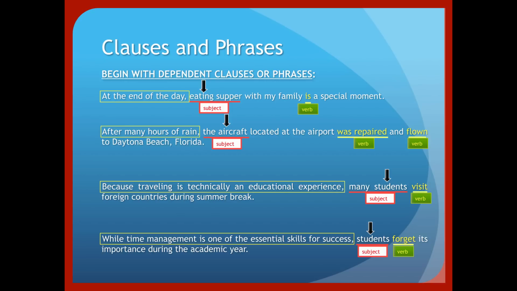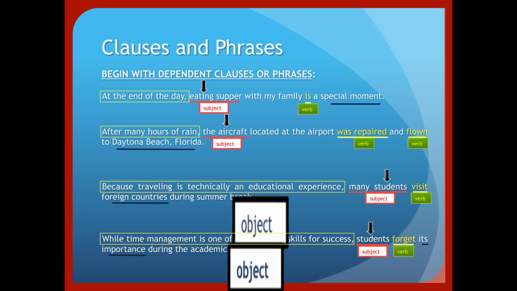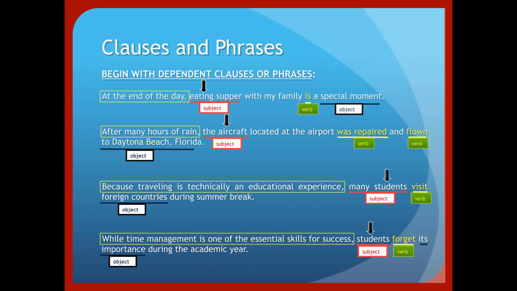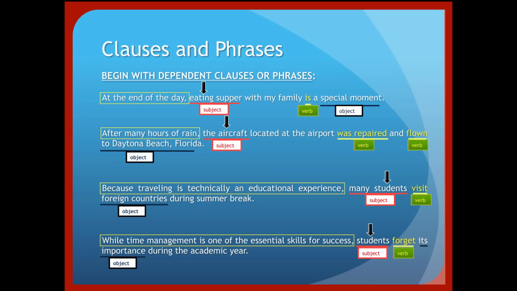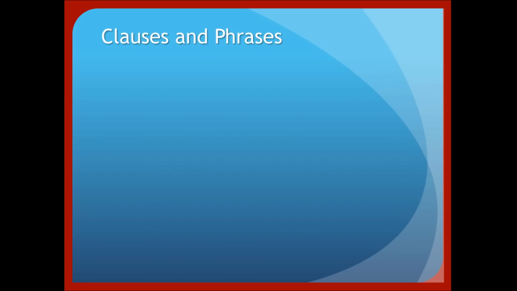As discussed earlier, many sentences also have an object or object complement, forming the S plus V plus O pattern. As you could see in the example sentences, dependent clauses and phrases can't stand alone. They must be connected to an independent clause in order to express a complete thought. Therefore, sentences are a combination of clauses that are modified by phrases.